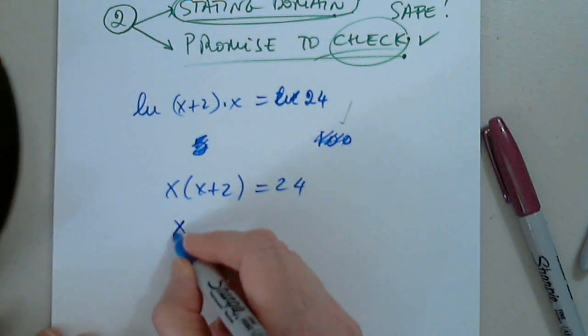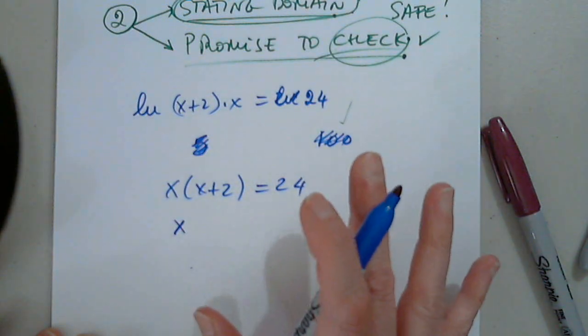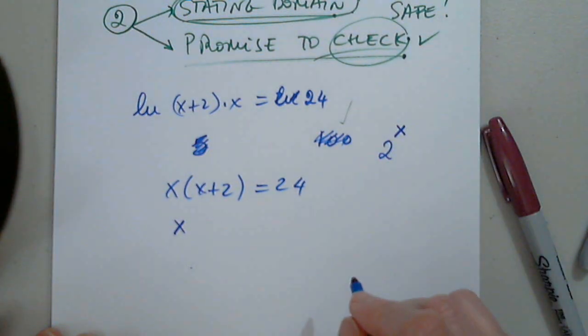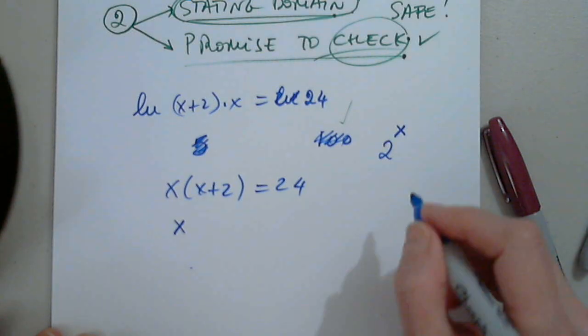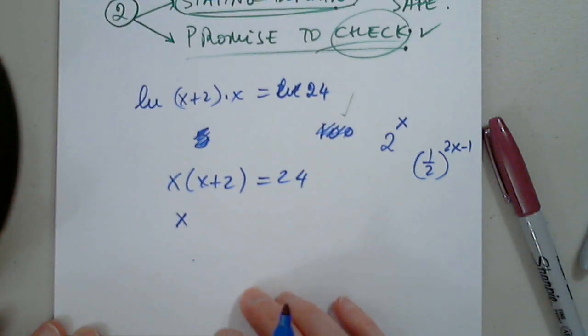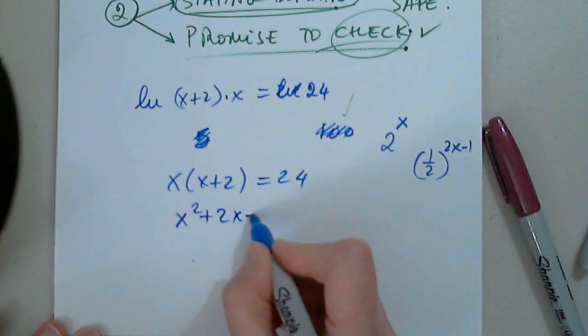It's an exponential function, right? No. The exponential has to look like this. Oh, right. Or 1/2 to 2x minus 1. Well, it would be x squared plus 2x equals 24.